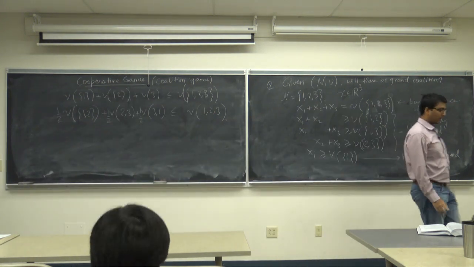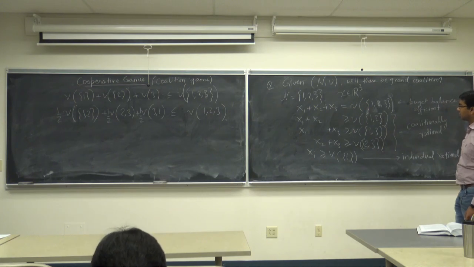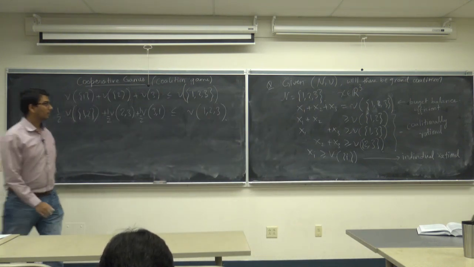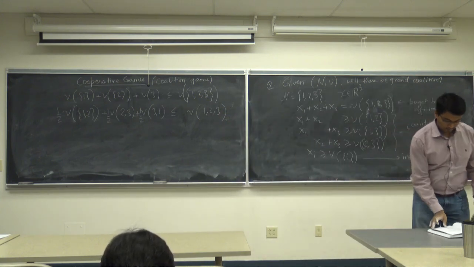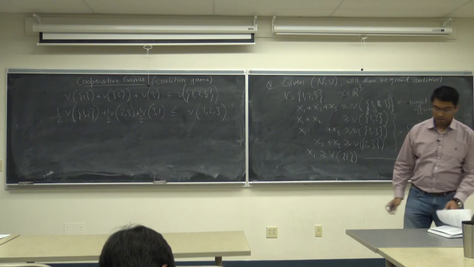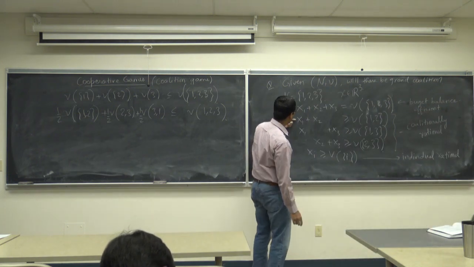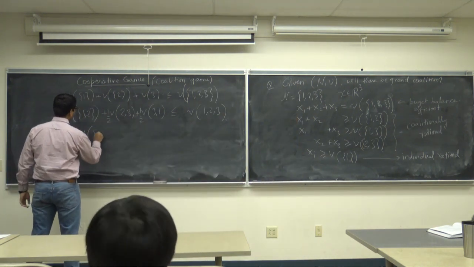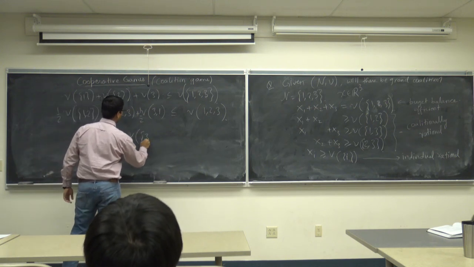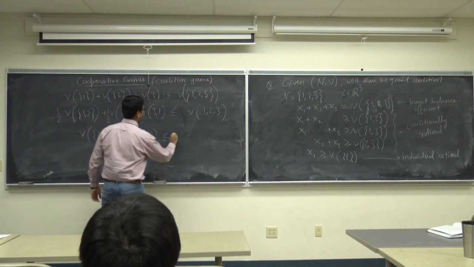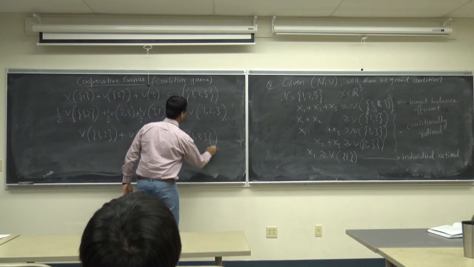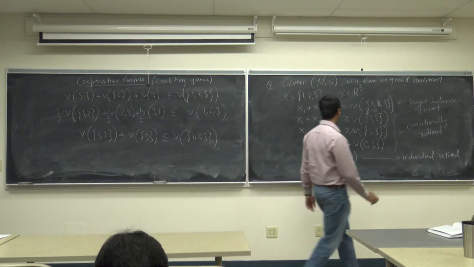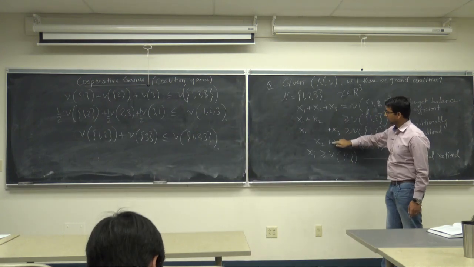What else do I need to know? Let's look at this one. X1 plus X2 and X3. So I have V of 1, 2 plus V of 3 is less than or equal to V of 1, 2, 3. And so on. You can keep going and write several inequalities that don't really depend on each of these Xi's.